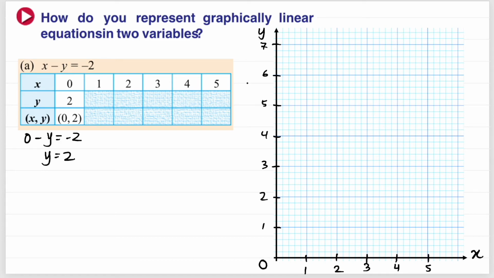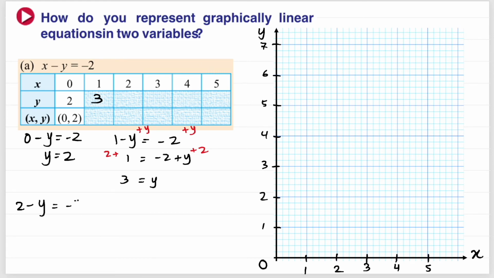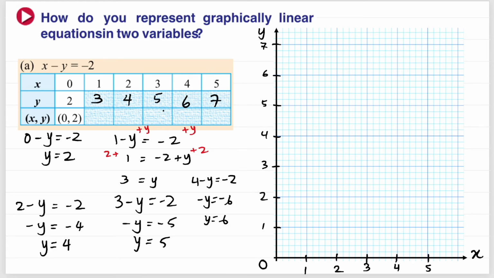Okay, dan kita buat benda yang sama untuk setiap value kat sini. Okay, so 1 tolak y sama juga dengan negative 2. Metode yang sama je, tambah y sini, tambah y sini. Cikgu dapat sini 1 sama juga dengan negative 2 tambah y. Lepas tu tambah 2 sini, tambah 2 sini. Sebab cikgu nak hilangkan negatif 2 tu. So cikgu dapat y sama juga dengan 3. So sini 3. Okay, dan kita buat sama-sama. Cikgu buat untuk yang seterusnya ya. Okay. So, dah habis dah tu semua tu.